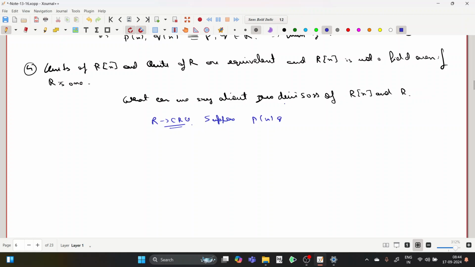Suppose p(x) times q(x) is 0. But this would give that the degree of p plus the degree of q is 0 again, and this will imply that p and q are in R, and pq is 0 in R. Therefore, the zero divisors of R[x] and R are also equivalent. Justify that, and that will also eventually show the fact that if R is an integral domain, so is R[x]. Right? Clear?